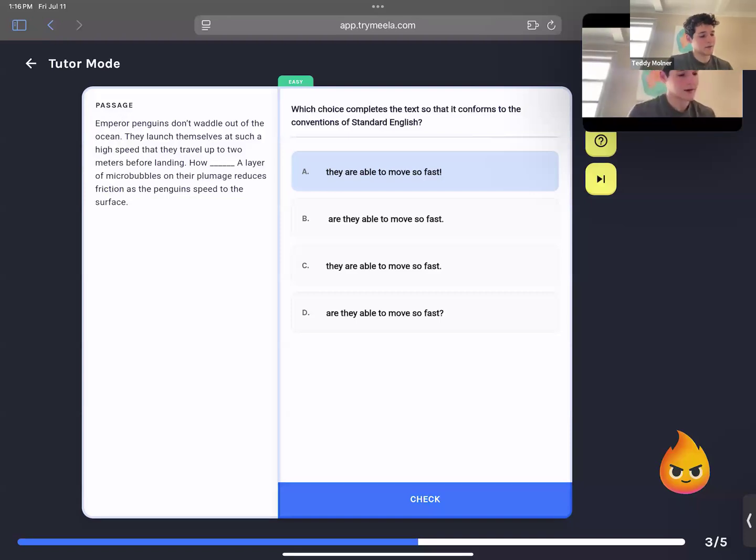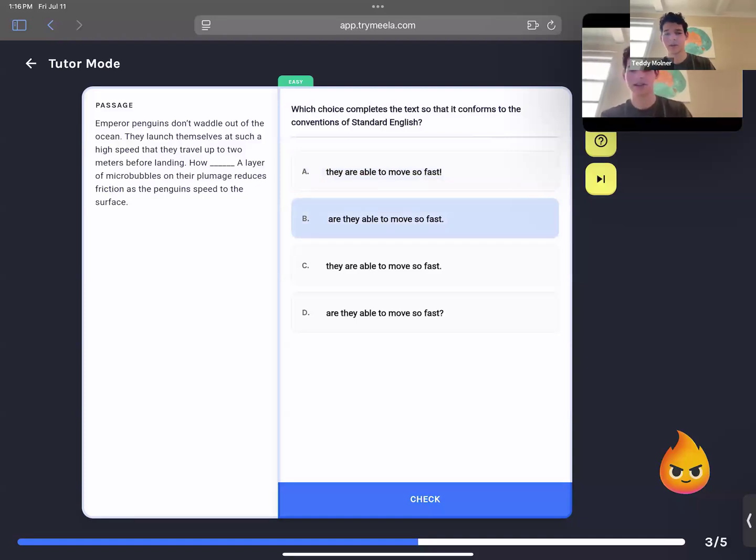So if we say how they are able to move so fast, that doesn't even sound like proper English, right? How they are able to. That sounds sort of like broken English. So we can eliminate that. How are they able to move so fast? The issue here is that the grammar, the sentence structure is correct, but the punctuation is wrong, right? We're asking a question but ending it with a period. That doesn't make sense, right?